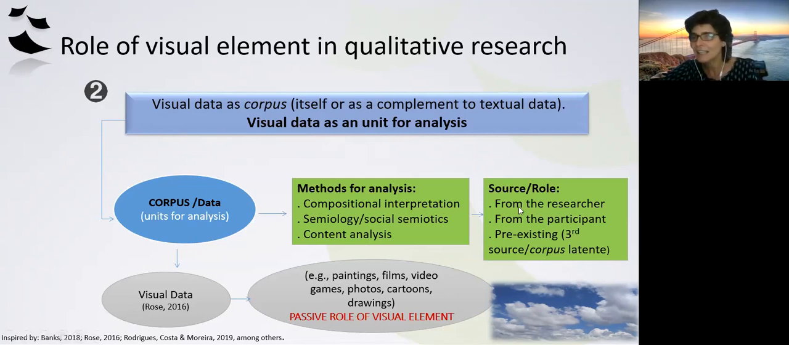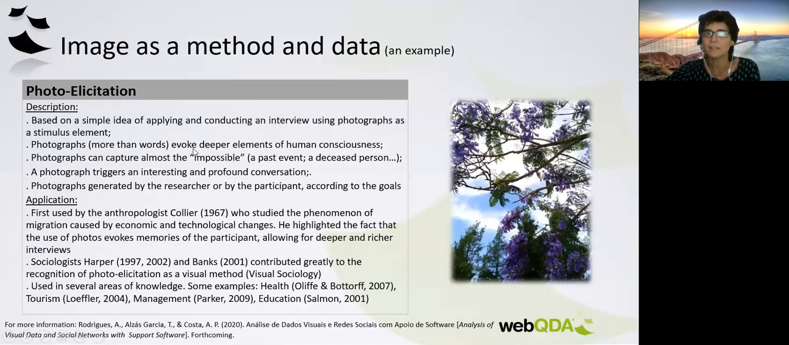It means that we need to see each picture and try to describe the picture and extract information from the pictures. And that's why it's important to think about the source and the role of the visual data, as I mentioned: from the researcher, from the participant, or pre-existing or a third source, from corpus latente, or are we going to use pictures that are on the internet? And if we can use those pictures, and what kind of source are we using? This is like a passive role of the visual element. This is just some thoughts that I've been trying to organize for the last two years.